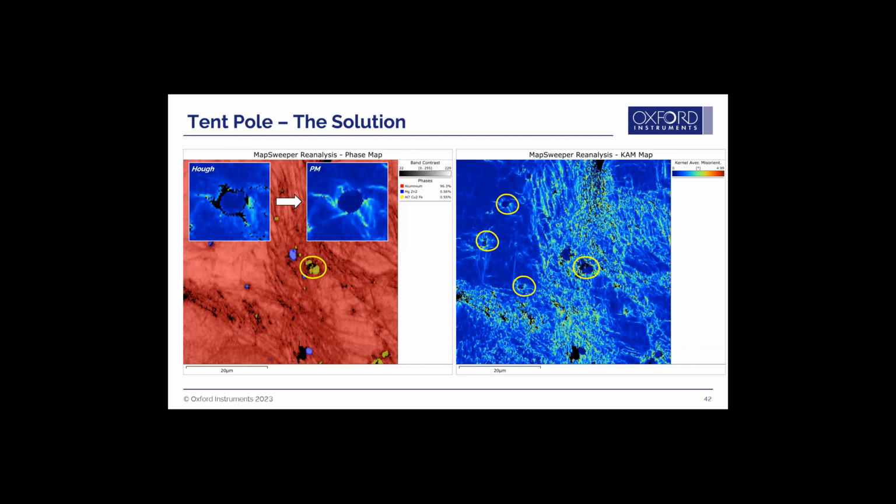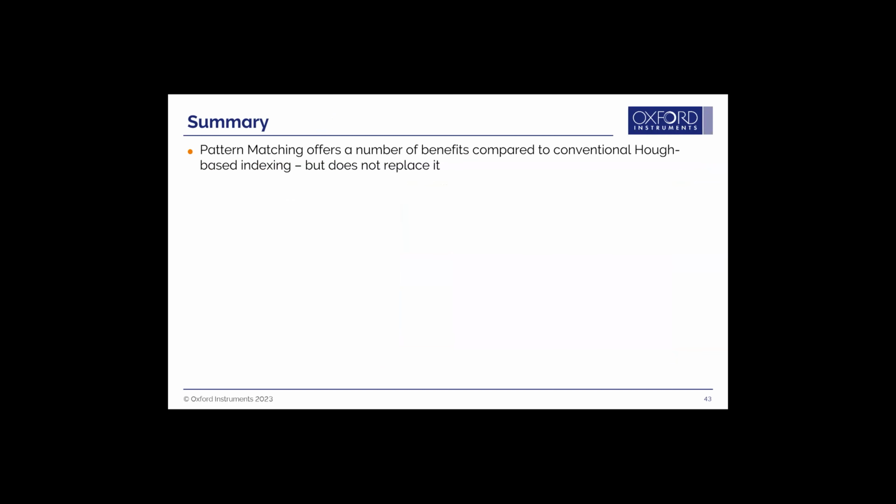But it's worth noting the slip bands at the upper portion of the image that are starting to tell a story too, that you can improve on with the map sweeps. So to put a bow on it, we've introduced pattern matching. It has a number of benefits over the conventional Hough-based indexing, but by no means are we trying to replace it. It's meant to supplement it. It's meant to improve difficult samples in a lot of ways.